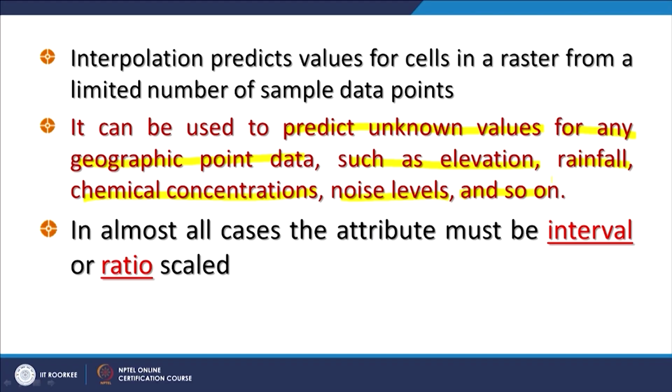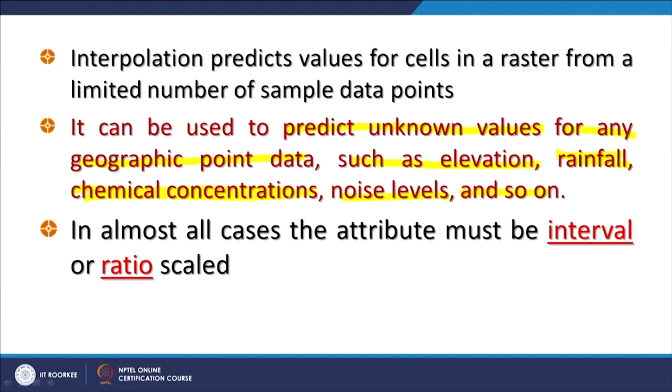Sometimes we loosely call such surfaces a digital elevation model, but instead of elevation value we can have rainfall, or some chemical concentration present in the soil or water, or water tables, or noise levels and so on. In loose terms the software may also call it a digital elevation model, but if the cell value is not elevation, then it is basically a surface.